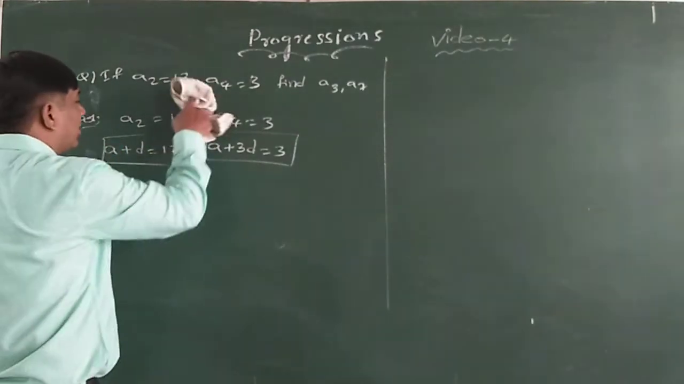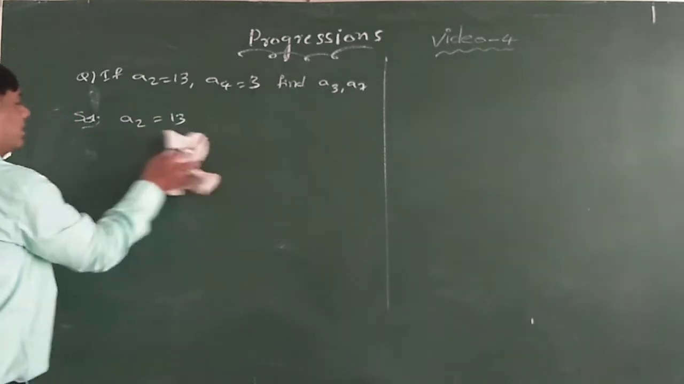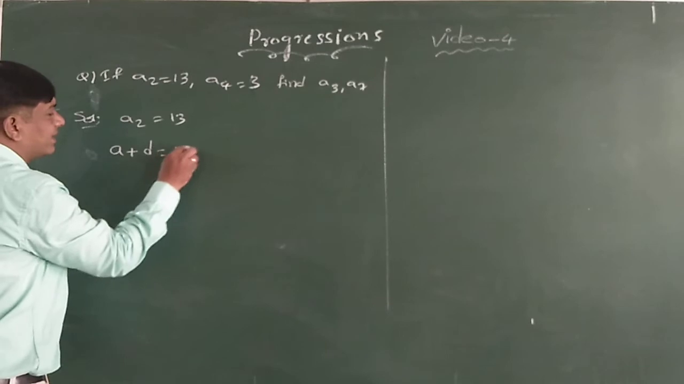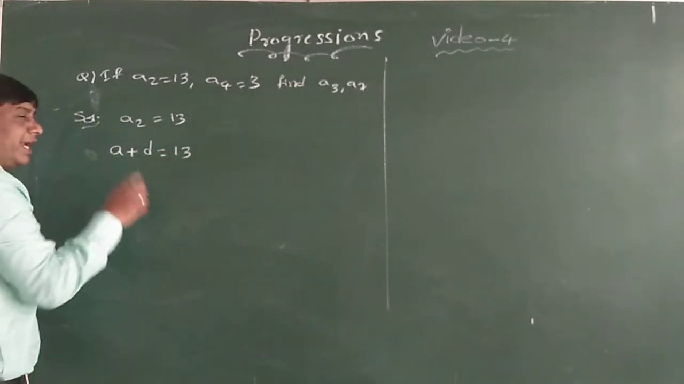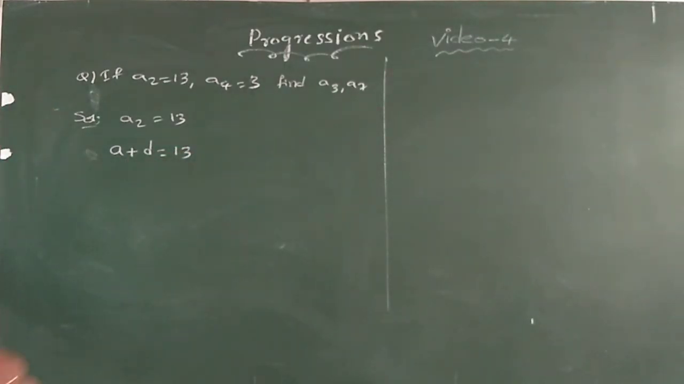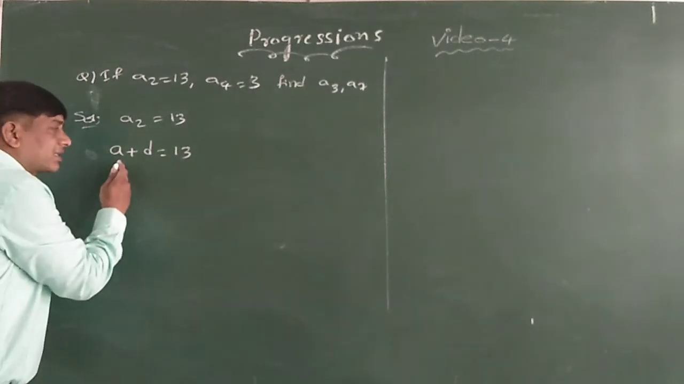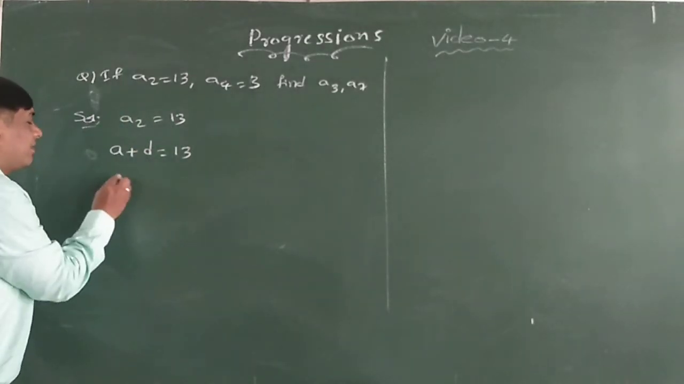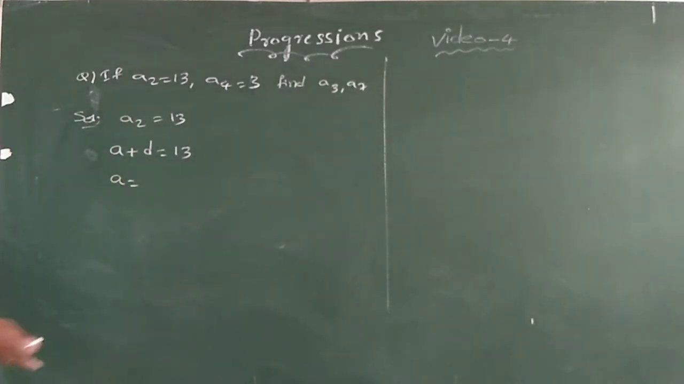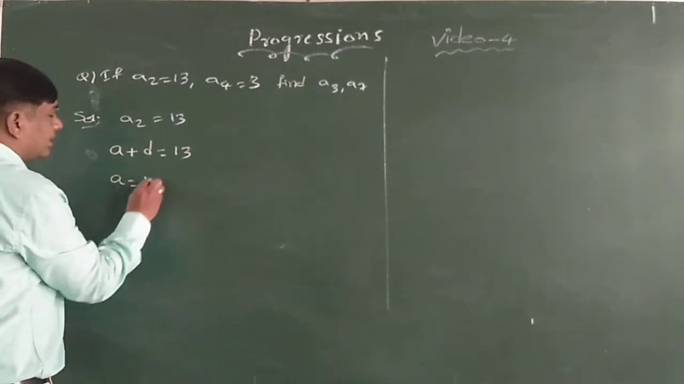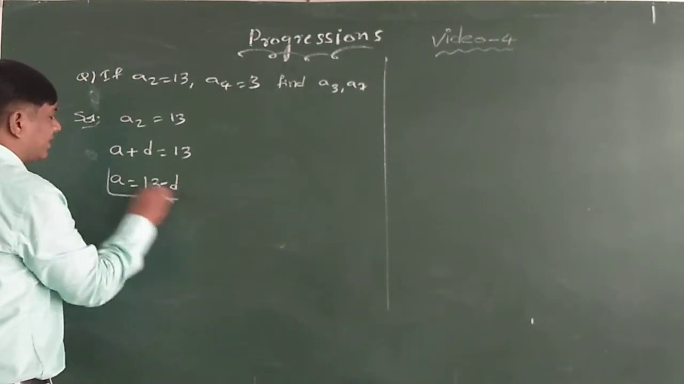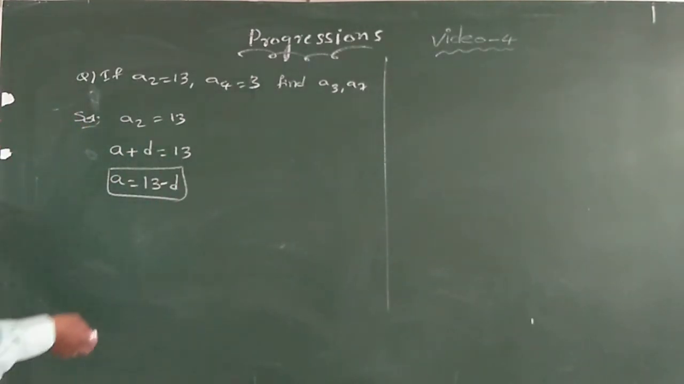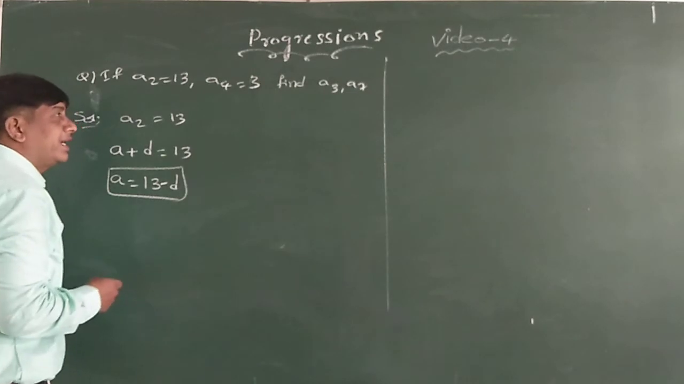Now see here. Now I will take this. A2 is nothing but A plus D is equal to 13. In this one A and D are unknown quantities. So either convert D in terms of A or A in terms of D. I will convert A in terms of D because A is the first value, which is a positive one. A is equal to 13 minus D. I am using the substitution method here.